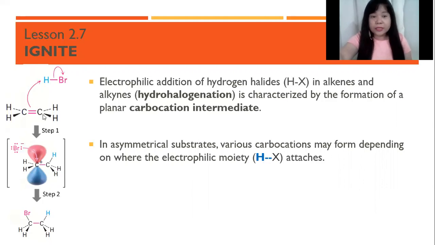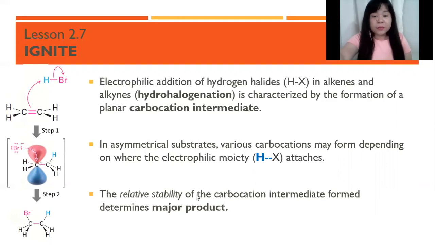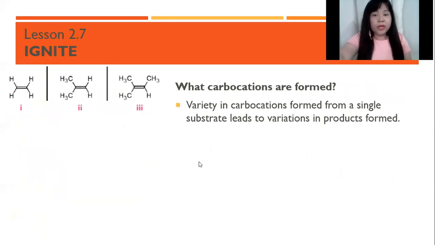Also notice that for this example, the substrate is symmetrical. If, for example, we would have an asymmetrical substrate, then the carbocation that would be formed would be different depending on whether the positive charge is acquired by the carbon on the left or by the carbon on the right, depending on the different branches or the different R groups attached to these two carbons. So the relative stability of the carbocation intermediate formed would determine the major product. So here's an example.